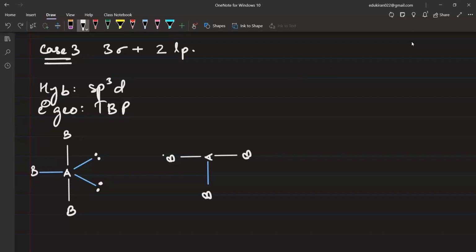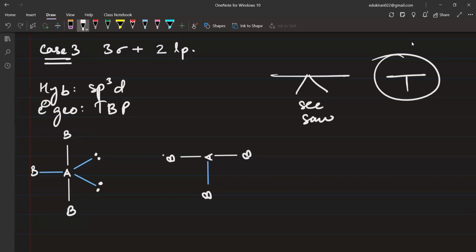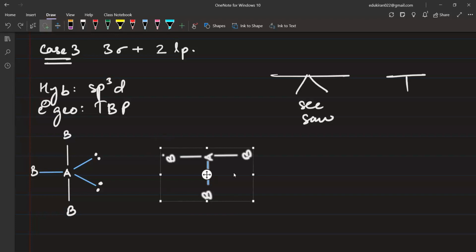It is like this. Seesaw was like this, and it is right like this now. Tell me, this was seesaw, right? And what is the shape? It is some letter, right? What letter is this? T. T, that is the name, so it is T shape.